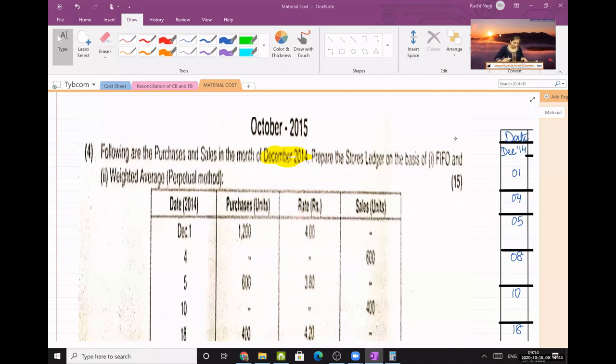Just go through this question. Following are the purchases and sales in the month of December 2014. Prepare the store's ledger, that is the stock register, on the basis of FIFO and weighted average. Okay, fine.